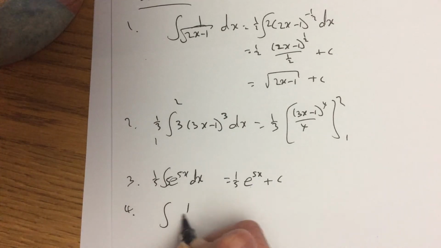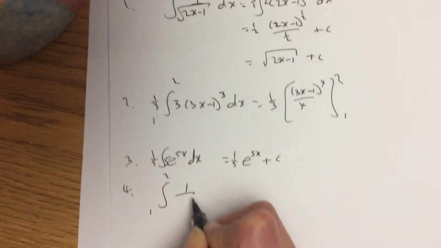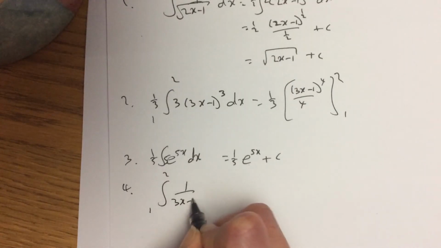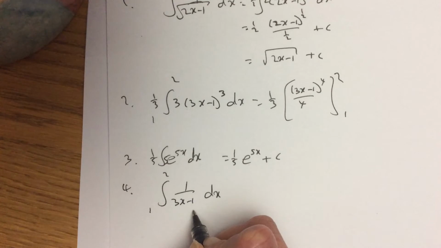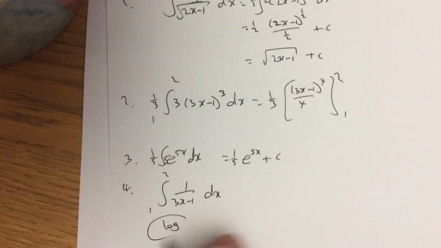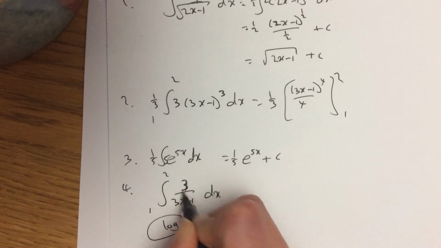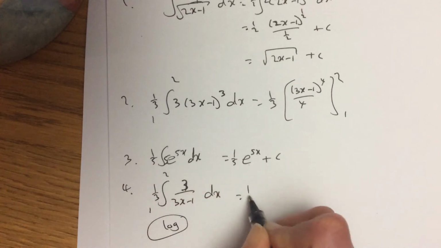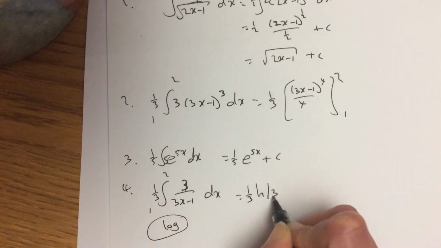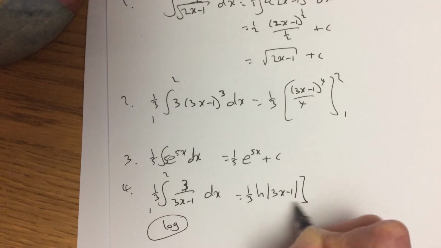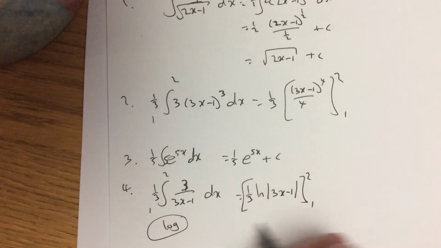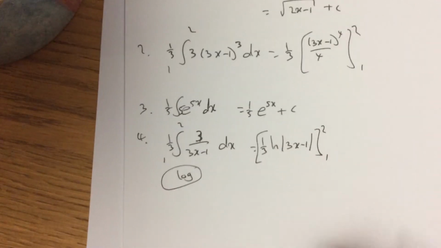Number 4, we've got limits on here. So it's 3x minus 1. It's an x function on the bottom. So it's going to be one of these log ones. Derivative must be on top. So I need that to be a 3. Balance outside by a third. Once you've that done, you log the bottom line and put in the 2 and the 1. So sub in 2, then sub in 1 and subtract the 2.